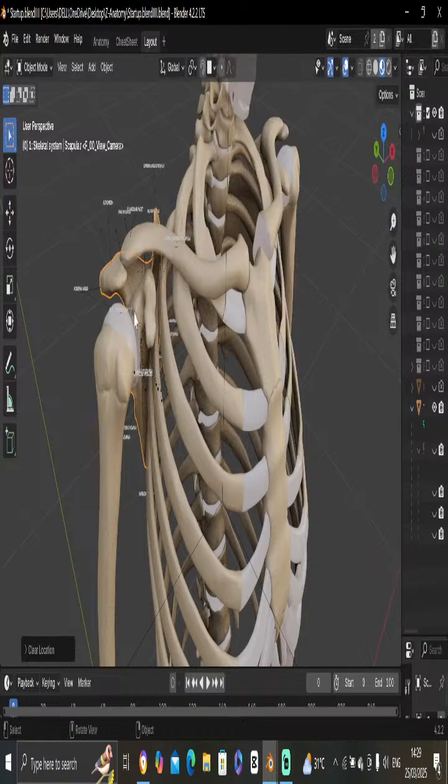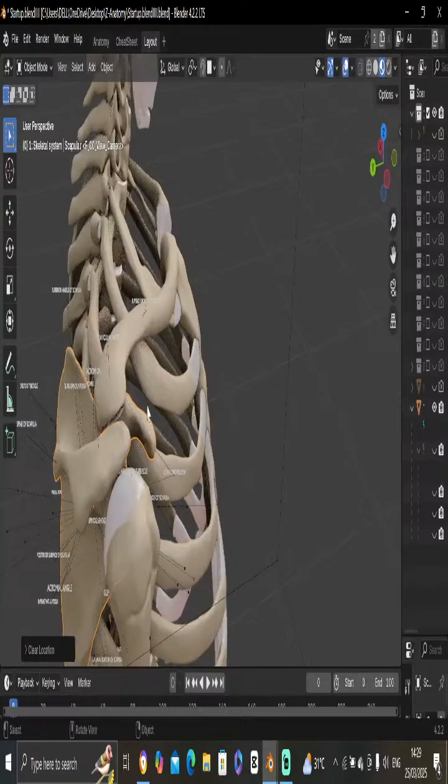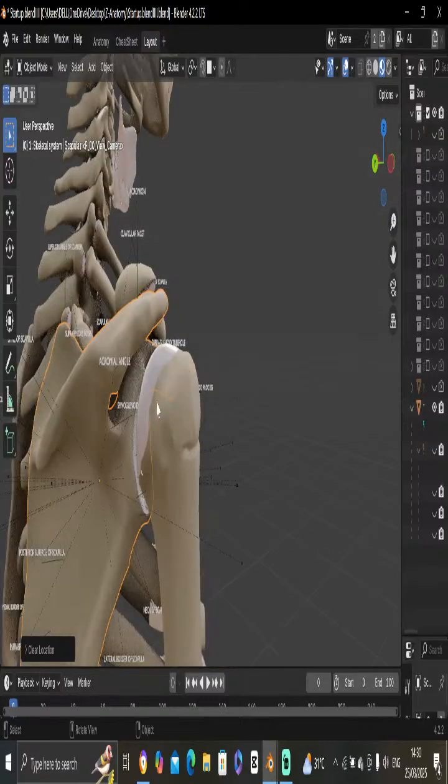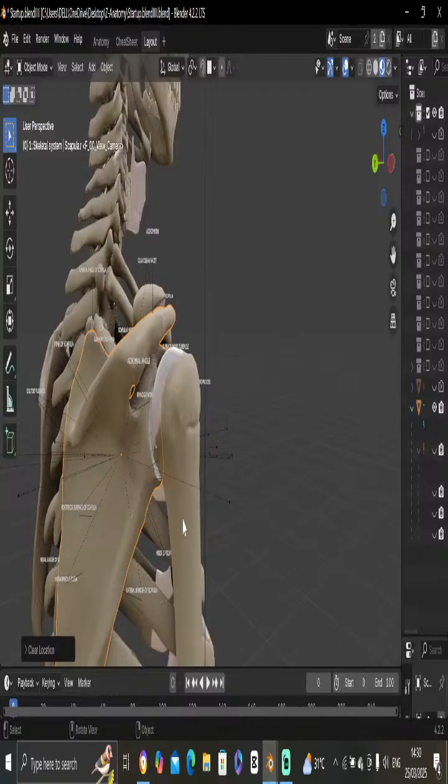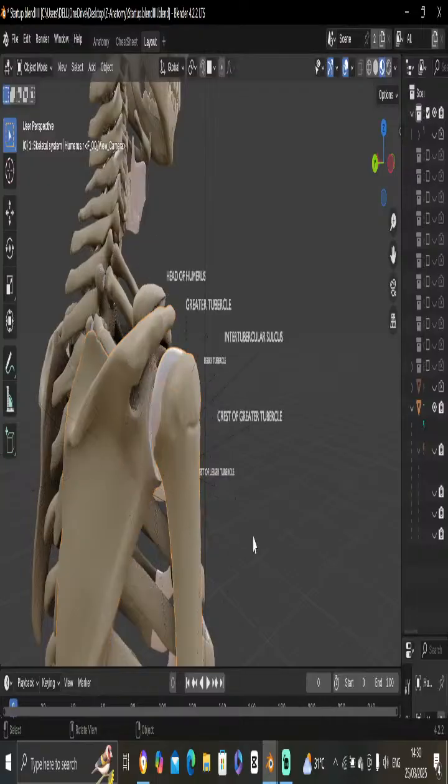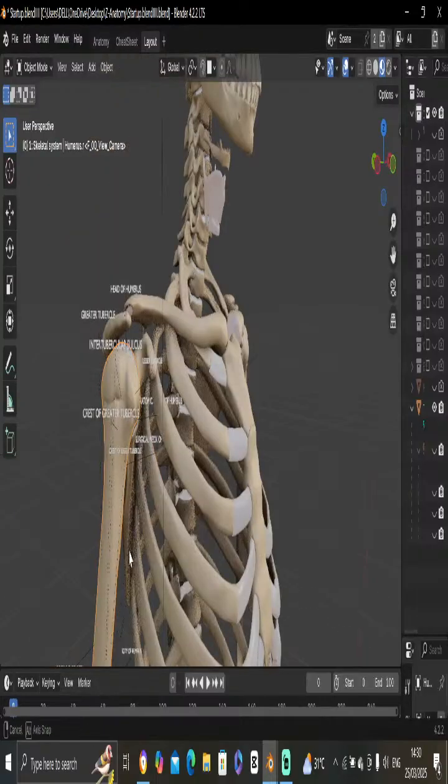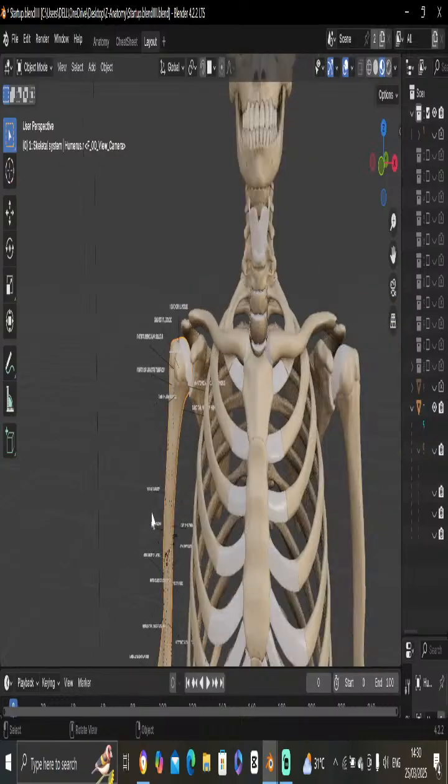So we've concluded the osteology of the clavicle and the scapula. Now let's talk about the osteology of the humerus. The humerus happens to be the longest bone in the upper limb.